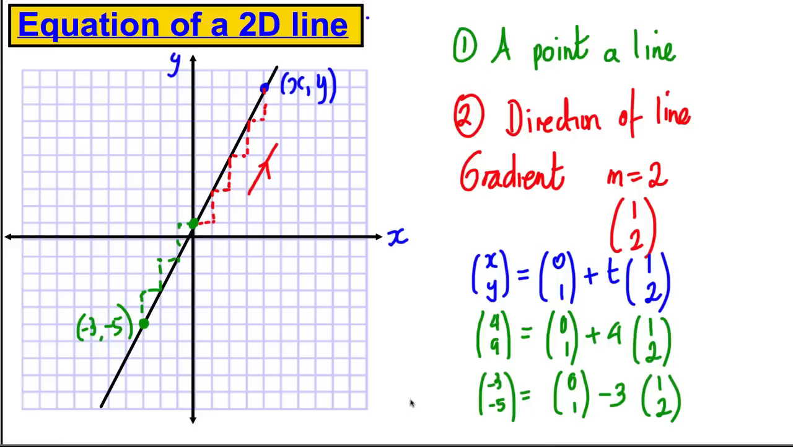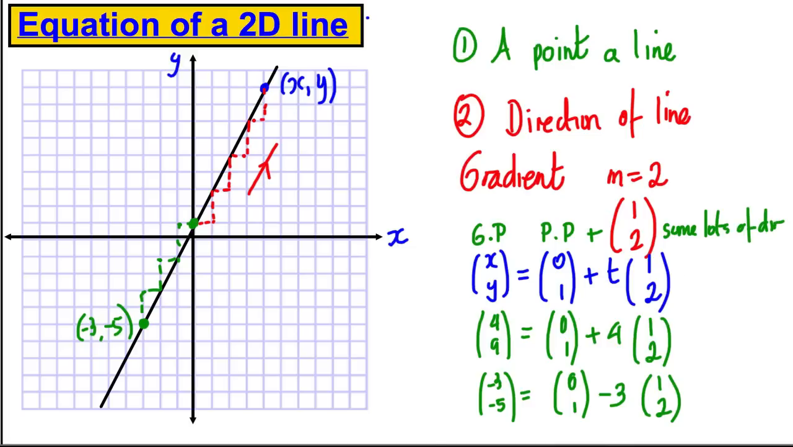So if you want to define any general point on the line, it's a particular point on the line plus some lots of the direction. Some lots of direction. And this is what we're going to use in 3 dimensions.